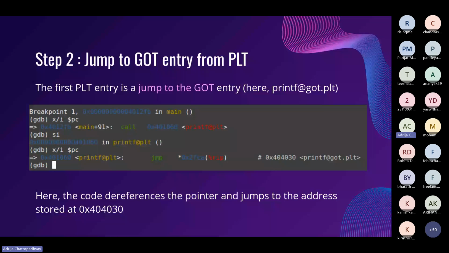So first printf at PLT, then this. Here the code dereferences the pointer and jumps to the address stored at 0x404030. What address is that? That's the address printf at got.plt. So this is the second step. So we go to the PLT table. Second step is jumping to the GOT table. So we're still in step number two.